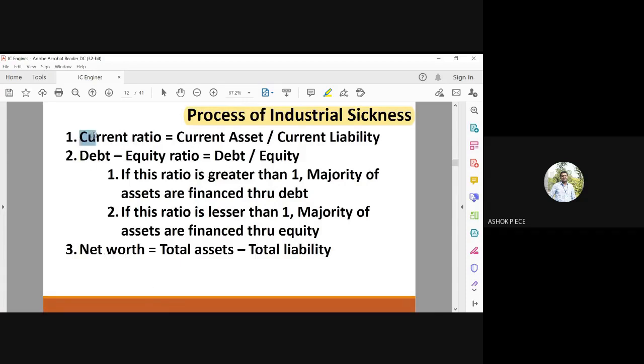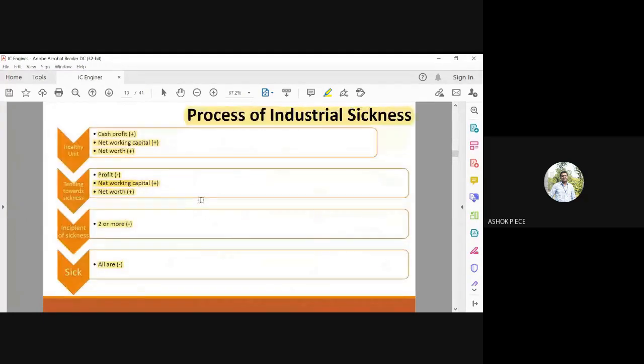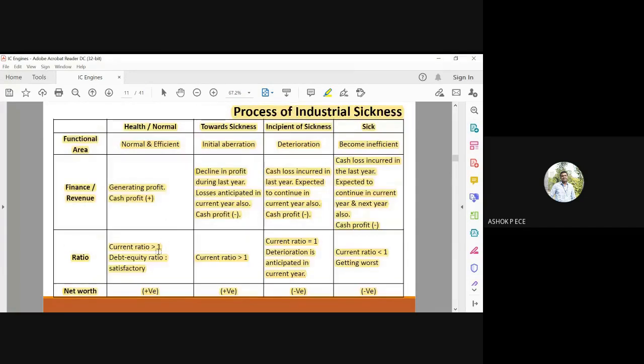What are the mathematical ways of assessing industrial sickness? First one is the current ratio. Current ratio is current asset by current liability. The current ratio should be greater than 1, or I can say assets should be greater than liabilities. Assets are all your income, liability is all your expense. You can have it like that. So the current ratio should be greater than 1 for a normal business.